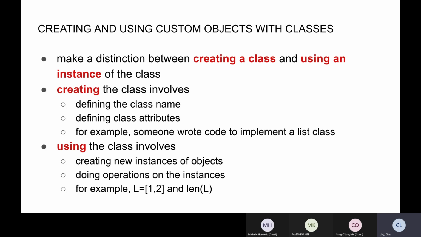For example, you can implement your own list class, right? So you don't need to use a built-in list class. And to use it, you can create a new instance and do operations on them. For example, we can say L equal to 1, 2. That's a particular instance of the class list. And then you can get the length of the list.